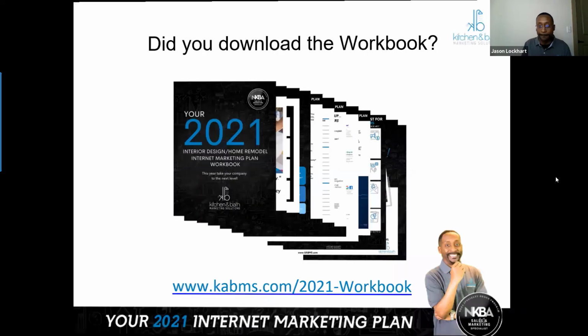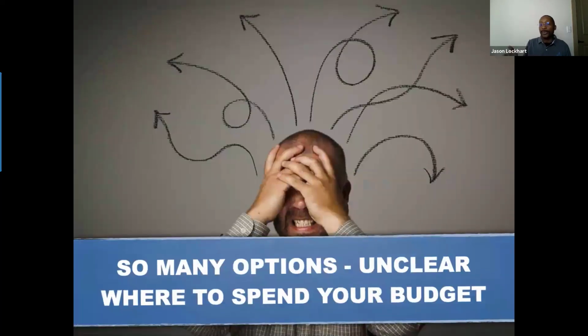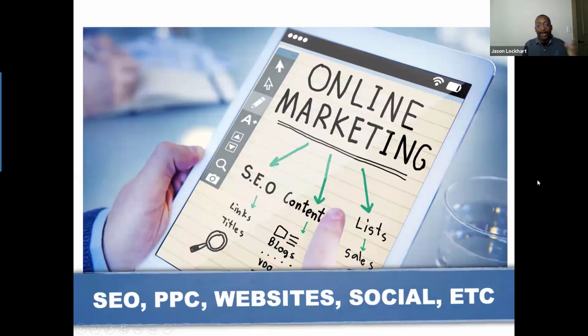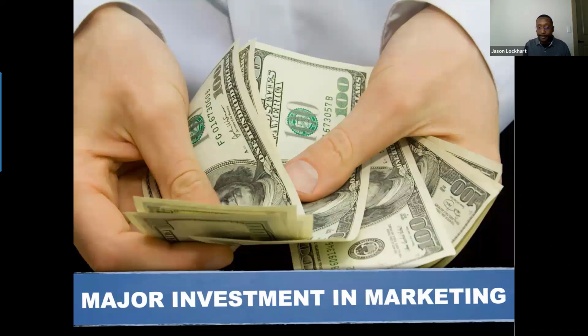So one of the comments we had that there are so many options out there in terms of marketing. A lot of people don't know where to start and unclear what to do, how to organize your time. Very true. SEO, PPC, website, social media, there's a lot out there. And then it can also be a major investment, because whether you're doing it on your own or whether you're hiring it out, marketing can be a major investment.